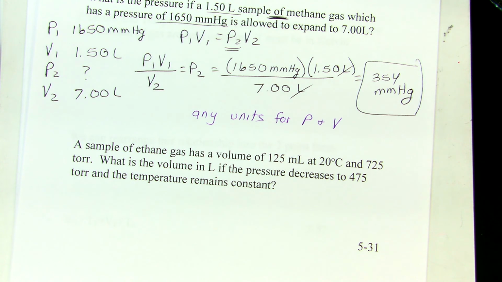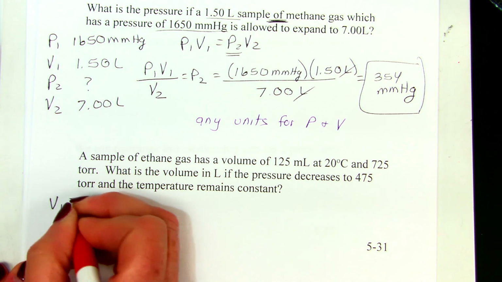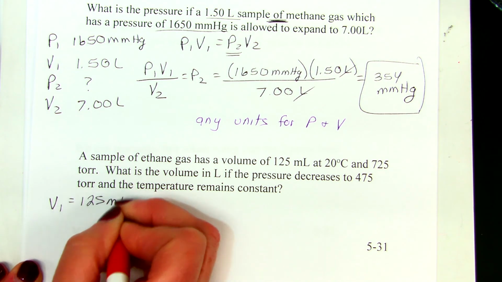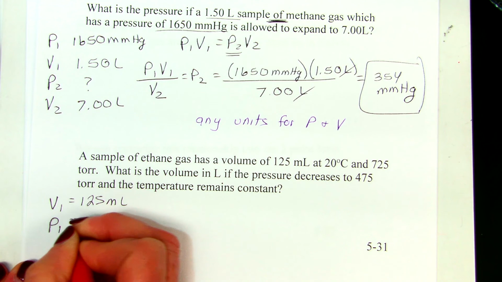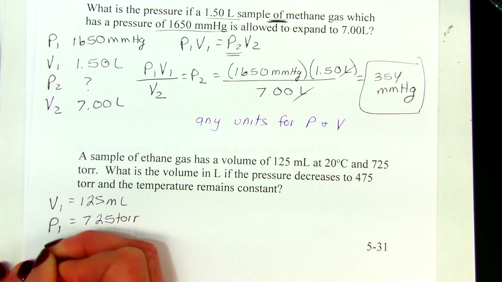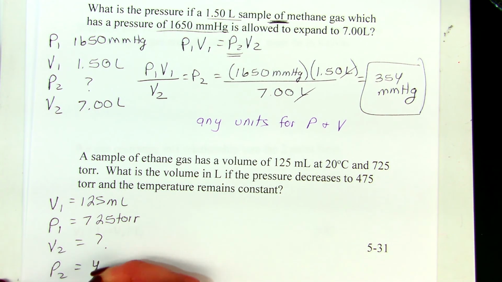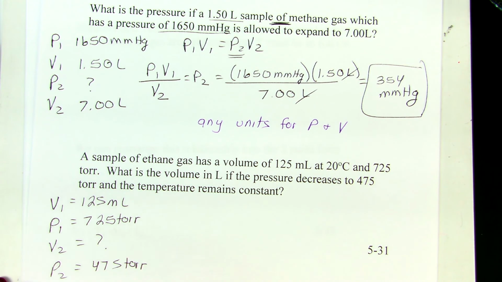Okay, a sample of ethane gas has a volume of 125 mils. So my V1 is equal to 125 mils. And 725 torr. So P1 is 725 torr. What is the volume? So V2 is my unknown if the pressure, P2, is now 475 torr. And the temperature remains constant. Now, what you'll notice in here is that when we're dealing with Boyle's law, the temperature is always constant, and the sample of gas is always constant. The mass or the number of moles of gas is always constant.